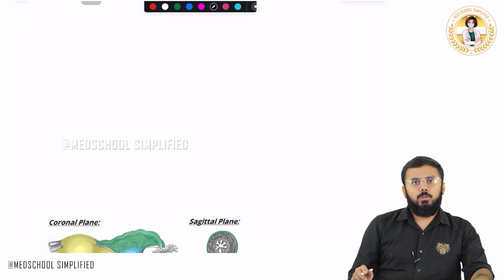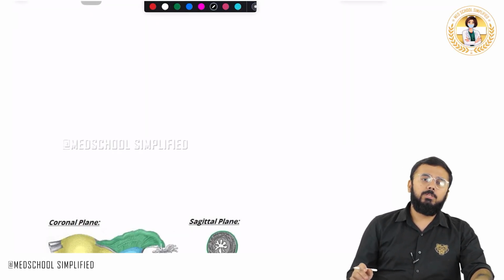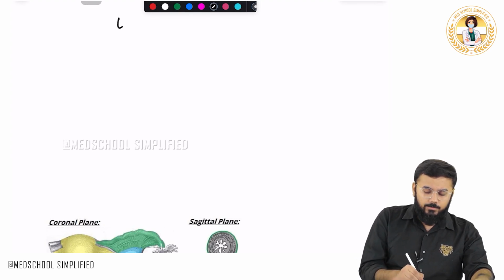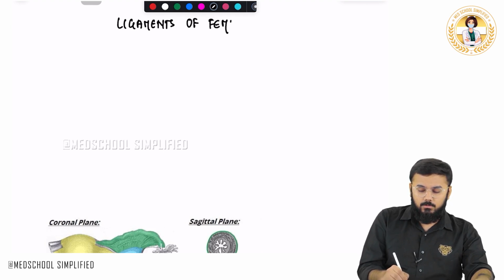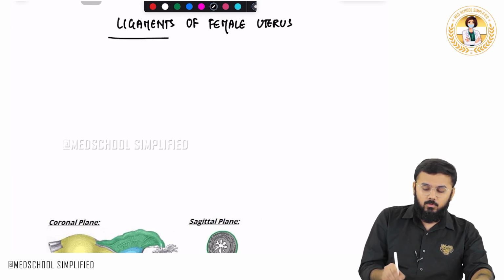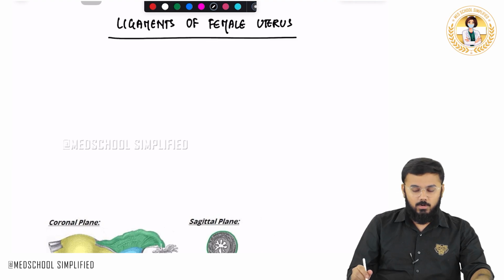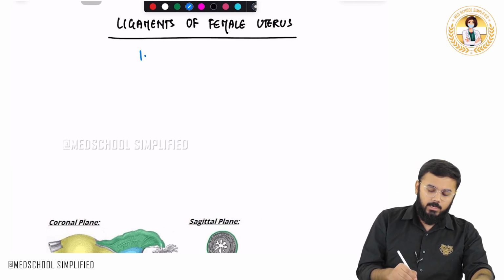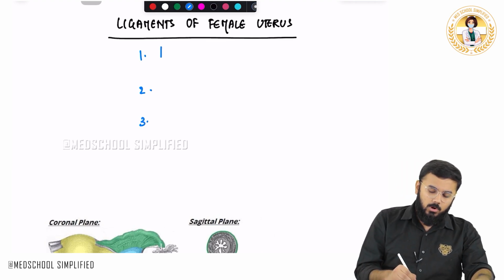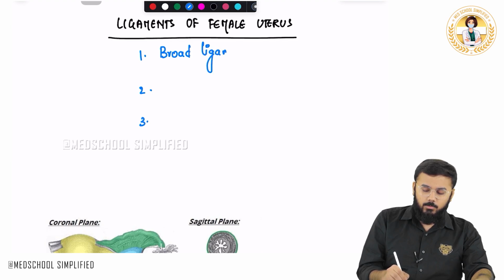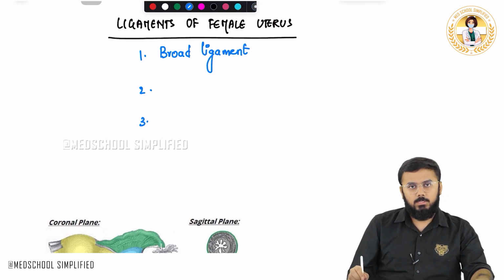Hello guys, so now we shall be discussing what the ligaments of the female uterus are. So our topic of discussion would be the ligaments of the female uterus. What are the different ligaments of the female uterus we have got? Basically we have three important ligaments in the female uterus. One is called the broad ligament of the uterus. Why? Because it is really broad.